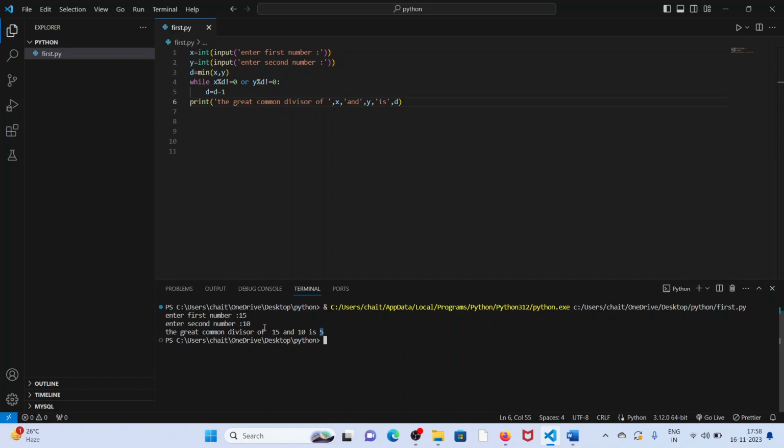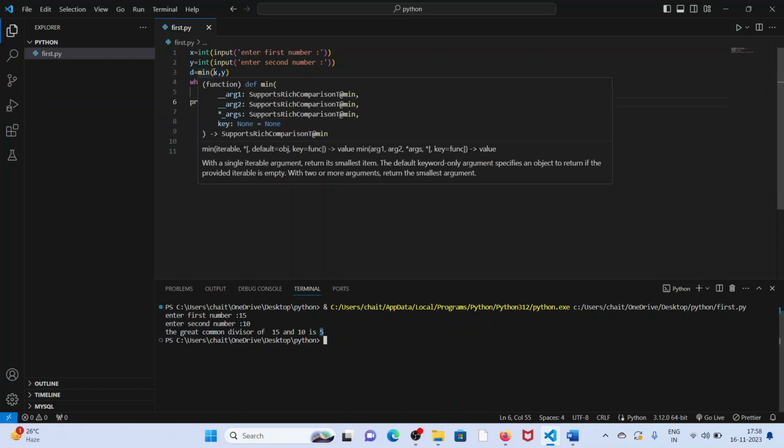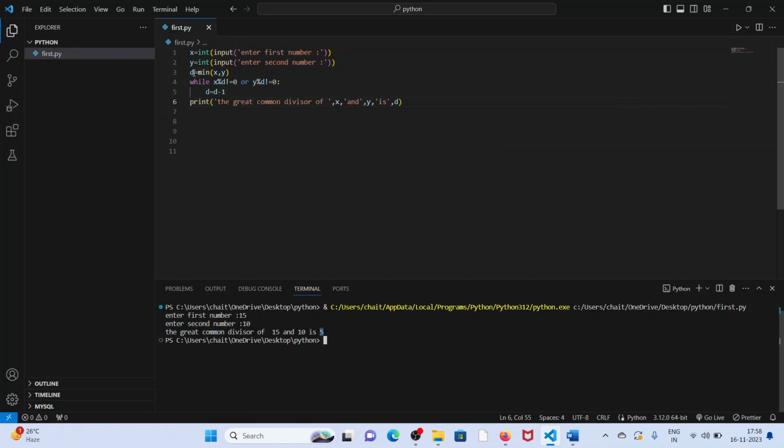Observe here. Just take the minimum of these two numbers, x and y. Suppose x is 15 and y is 10, then the value of d is the minimum of 15 and 10, which is 10. The d variable is 10 now. The condition checks 15 % 10. If any condition is true, that is not equal to 0, then d will be decreased by 1.